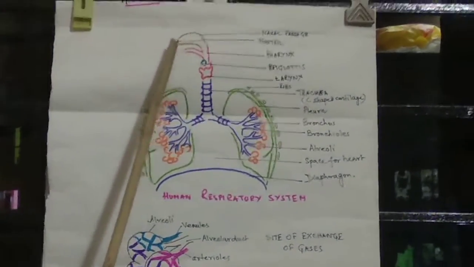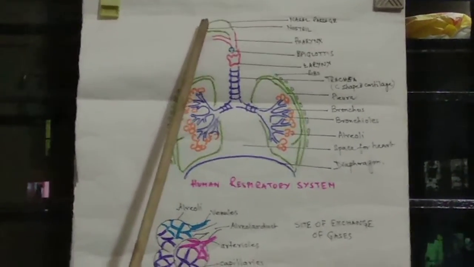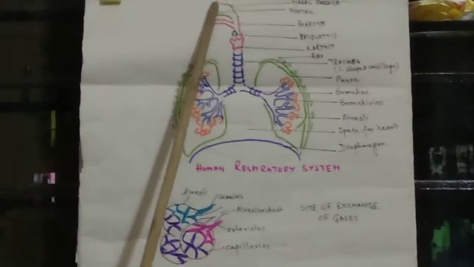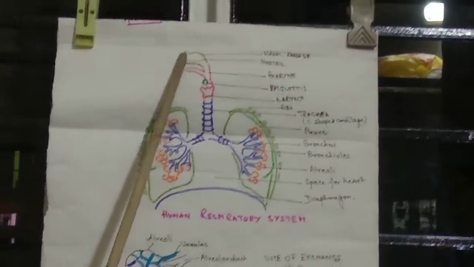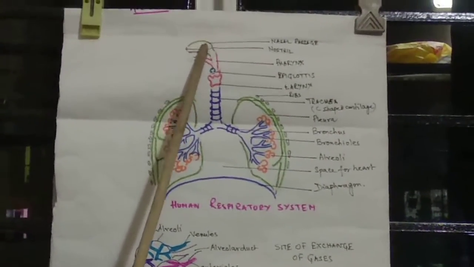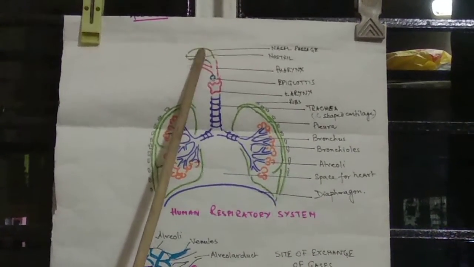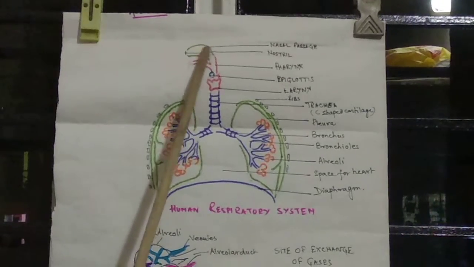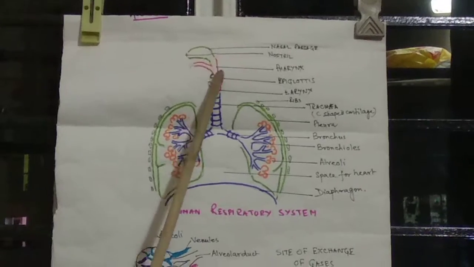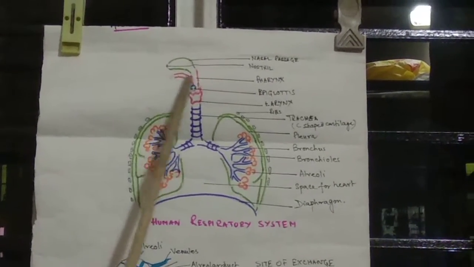You can see that it starts with the nostrils, the pores of the nose, where the air enters and goes to the nasal chamber or nasal passage. The nasal passage contains hairs and mucus to trap germs and dust, and finally the filtered air moves into the structure called the pharynx. The pharynx also has an opening connecting with the mouth.